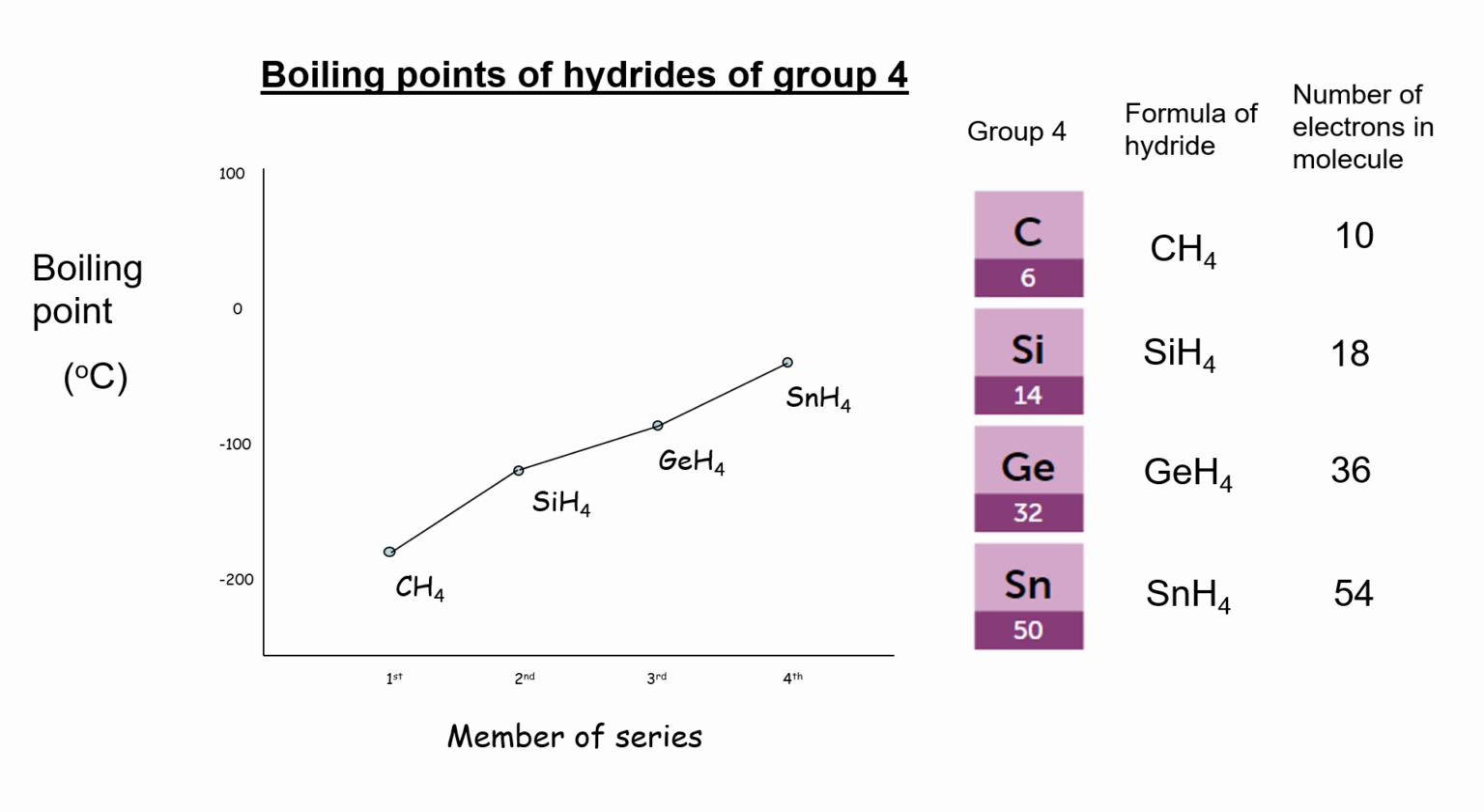So this is what you'd expect if you're relating the number of electrons to London dispersion forces, which need to be overcome when you melt or boil these hydrides. Remember, we're not breaking the strong covalent bonds within the molecule, we're breaking the intermolecular forces between the molecules.